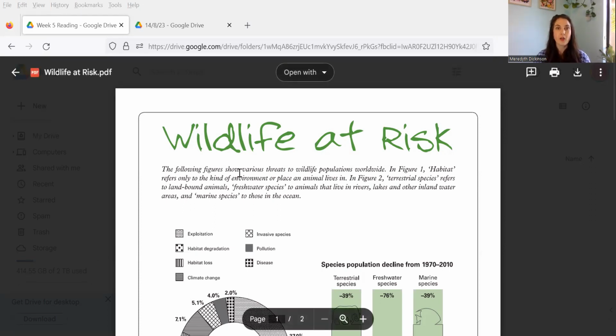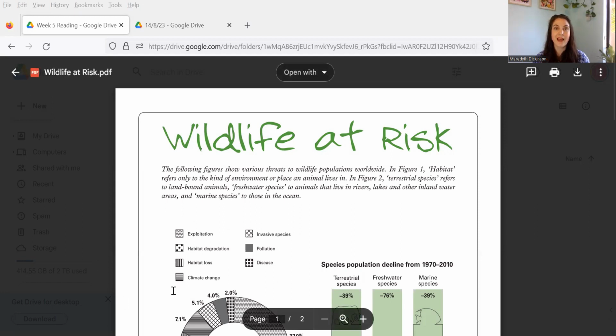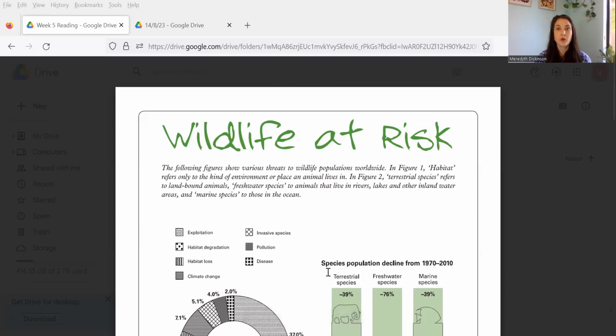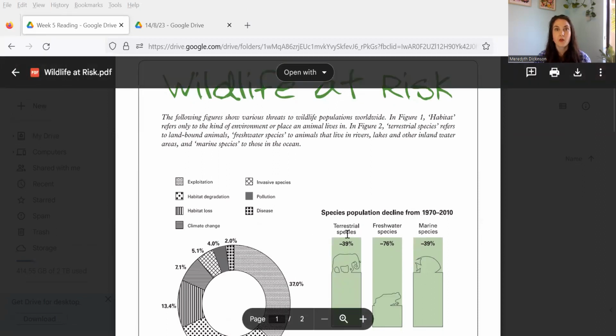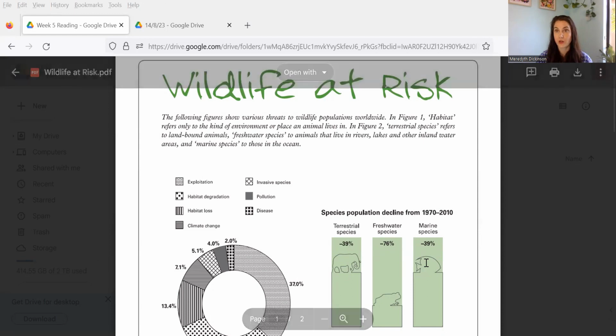So the following figures show various threats to wildlife populations worldwide. In Figure 1, habitat refers to the kind of environment or place an animal lives. Figure 2, terrestrial species, which is this here, refers to land animals. Fresh water refers to those who live in rivers, lakes, and other inland water areas. And marine species to those of the ocean. So land, fresh water, and ocean.